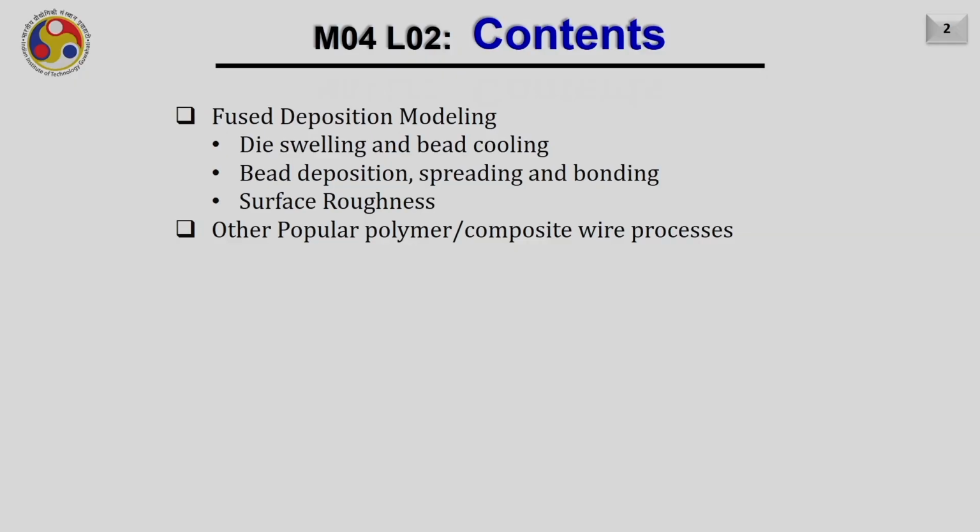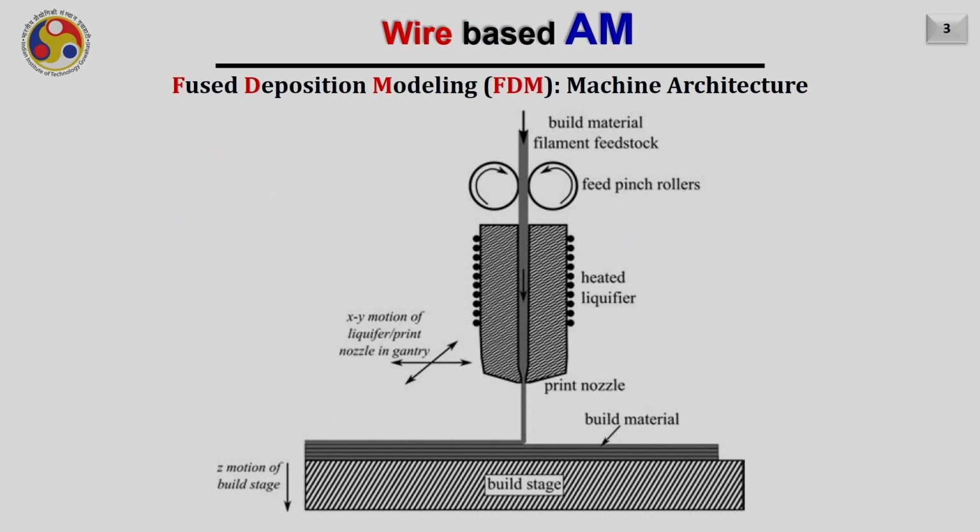Welcome to the second lecture of module 5. In this lecture today, we shall discuss the remaining part of fused deposition modeling. It will be the die swelling and bead cooling phenomena, the bead deposition, spreading and bonding phenomena, and the surface roughness. And in the end, I shall briefly explain the other popular polymer or composite based wire processes.